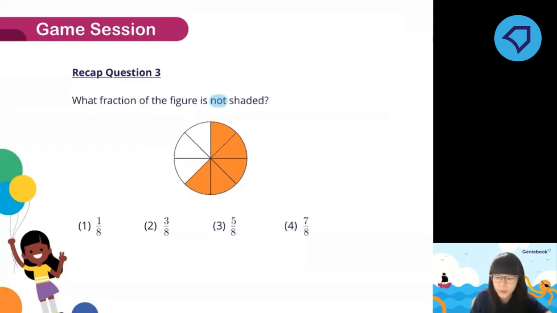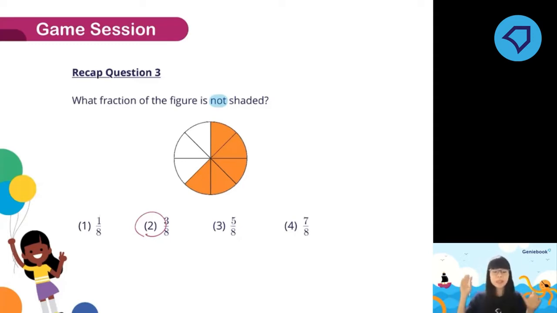Question is asking what fraction of the figure is not shaded. So we have to count the white color parts. Okay, the orange color part is the shaded part. Yeah, so we're gonna count 1, 2, 3. It's 3 out of 8 parts over here. Okay, so the answer should be option number 2, not option number 3. Okay, any questions so far? Everybody clear with what fraction actually represents? Just part of the figure that is being shaded.